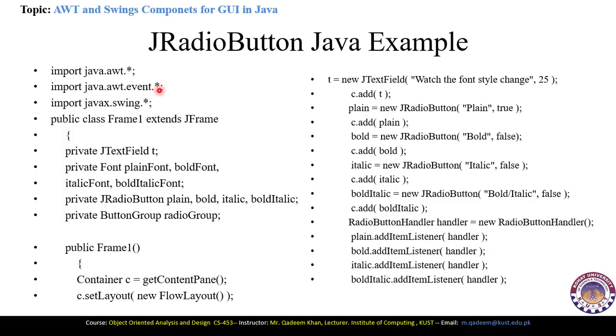in the AWT event package. RadioButtonHandler handler = new RadioButtonHandler. So this is the handler which is defined in the RadioButtonHandler. Now plain.addItemListener(handler). So we have passed this object, which is the RadioButtonHandler event object, inside of the plain.addItemListener function. So that means that this event is associated with all these four radio buttons: plain, bold, italics, and bold italic radio button, which are defined here.